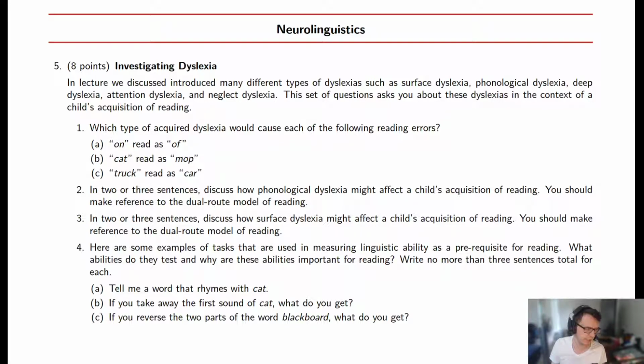So first, you're going to take a look at some mistakes that children could make reading and say, well, what type of dyslexia would cause those errors? Then you're going to have to make a connection and say, okay, this type of dyslexia, phonological dyslexia and surface dyslexia, how might that actually affect a child's acquisition of reading? So this might require a little bit more thought. You'll have to tie it into the dual route model of reading.